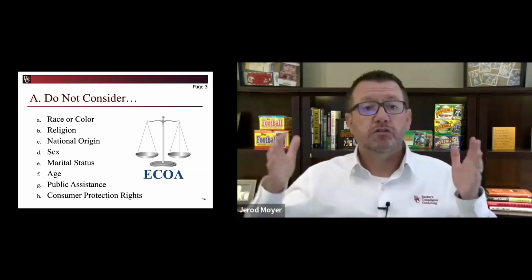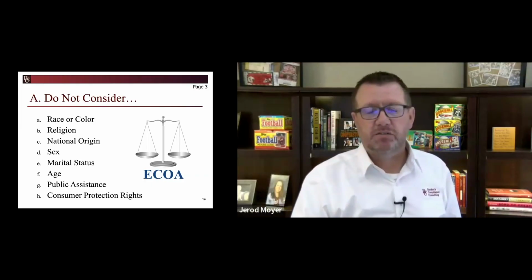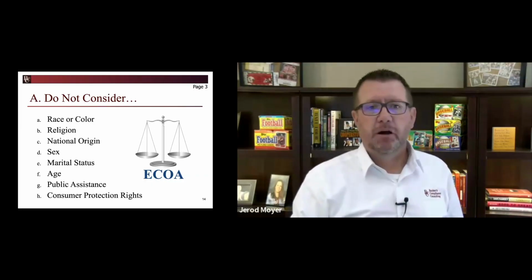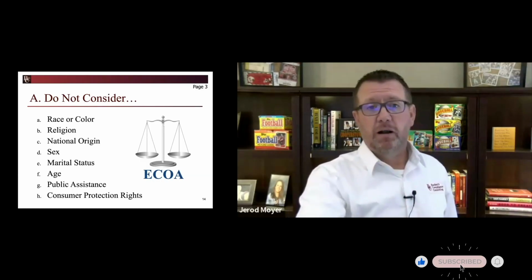We need to steer clear. Do not consider. 8 things. When you hear the term prohibited basis, okay, this is what they're talking about. We have to steer clear of these items. This is the Equal Credit Opportunity Act.